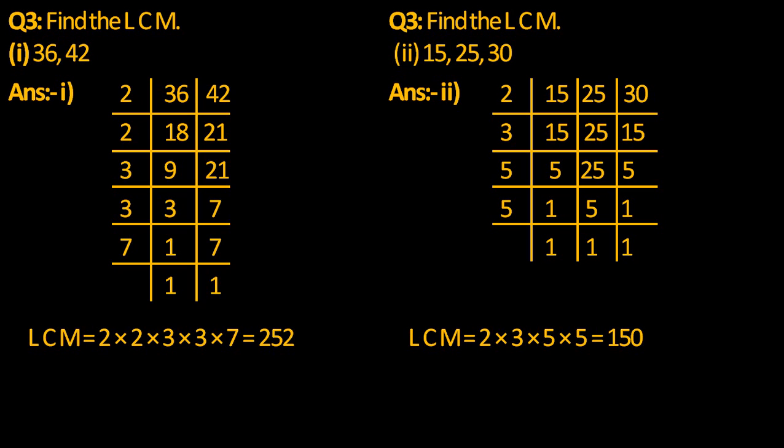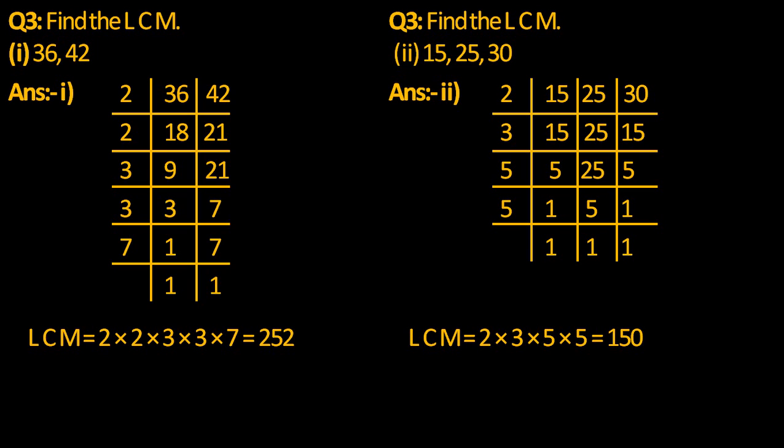Question 3. Find the LCM of 36, 42. Now you can see how they have factorized 36 and 42. 2 18s are 36, 2 21s are 42, 2 9s are 18, 21 is taken down, 3 3s are 9, 3 7s are 21, 3 1s are 3, 7 is taken down as it is, 7 1s are 7. So now the LCM is 2 multiplied by 2 multiplied by 3 multiplied by 3 multiplied by 7, which is equal to 252.